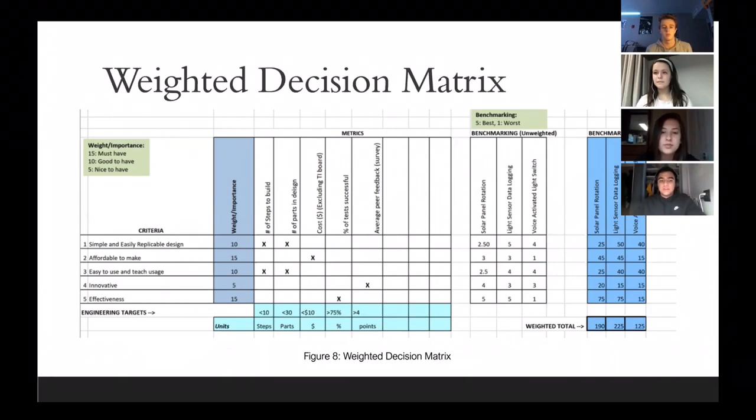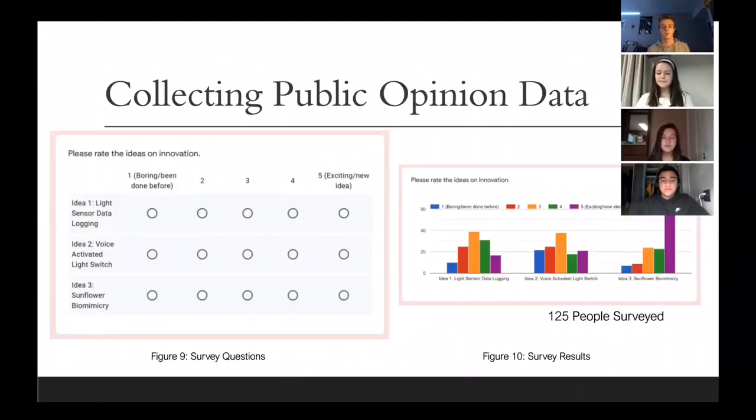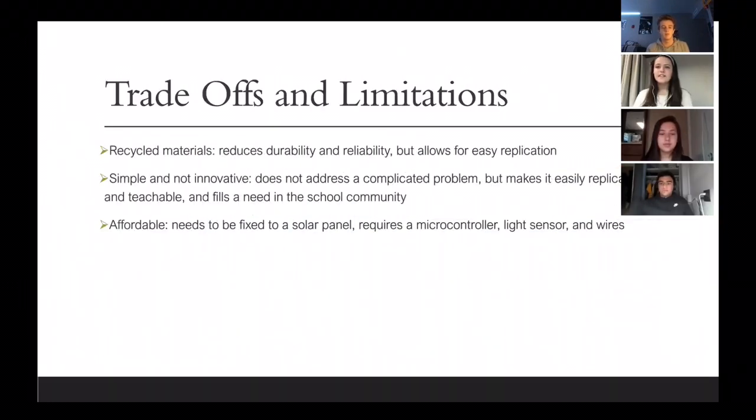We found the design that met our weighted criteria the best was a solar exposure data logging system, as it had a final score of 225, compared to the 190 of the rotating solar panel and the 125 of the voice-activated light switch. We surveyed 125 people to score how innovative each prototype was, and it can be seen in Figure 9 and 10. Our design had to be simple, so we made the trade-off to make it not as innovative. Our limitations were that we had to use recycled materials and we had to make it affordable.